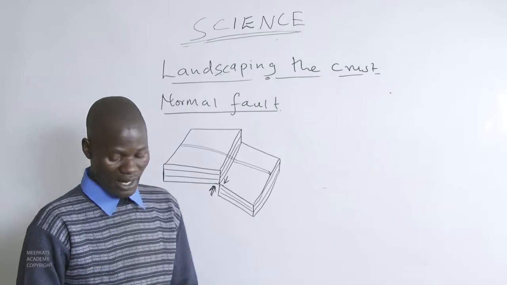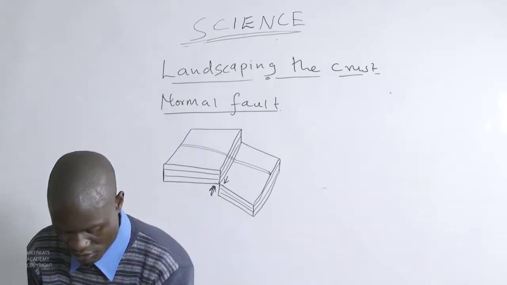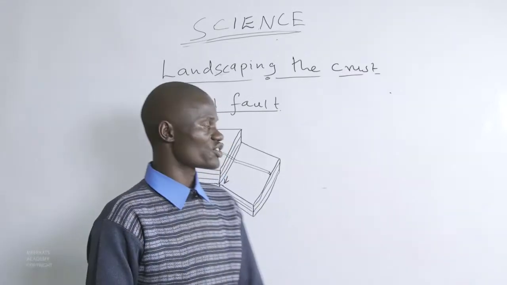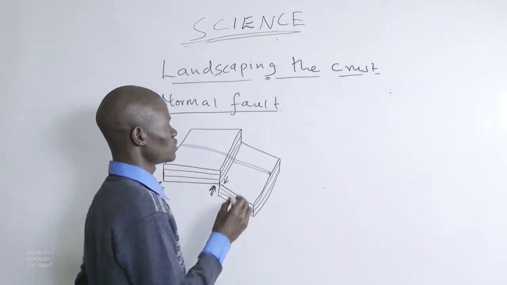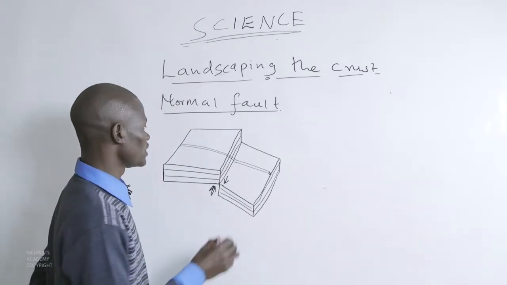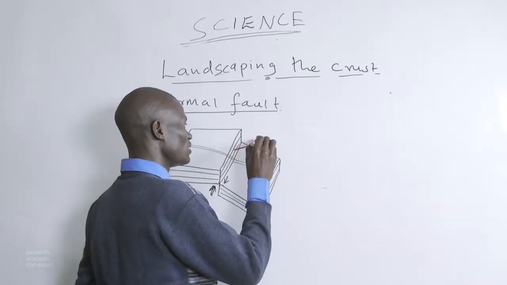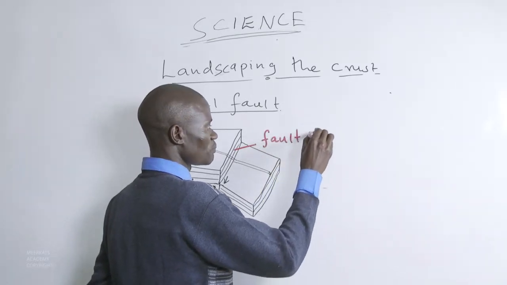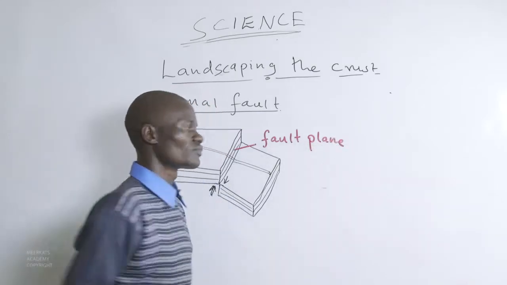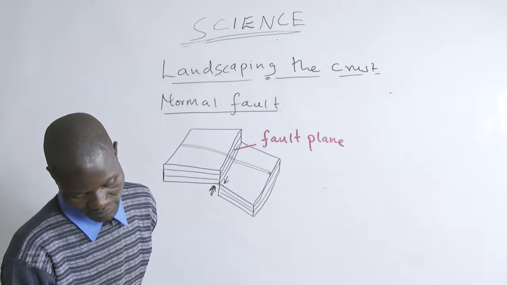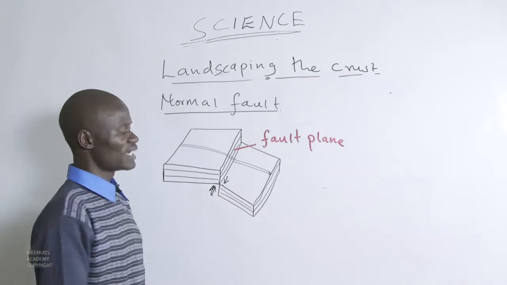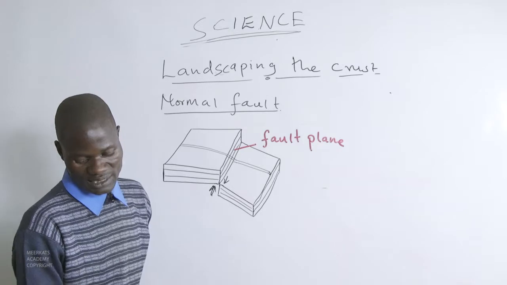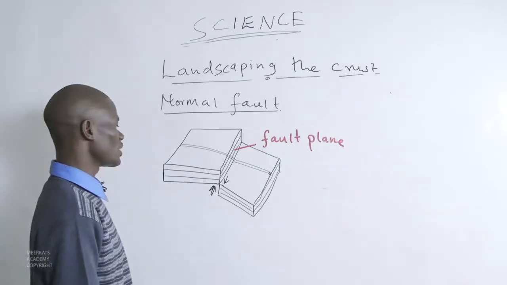When you look at this feature, it has two faces, where the plane that is distorted is what we call the fault plane. This is a distorted plane, and we refer to it as the fault plane. In some cases of inclination, the angle between the fault and the vertical plane is called the head.